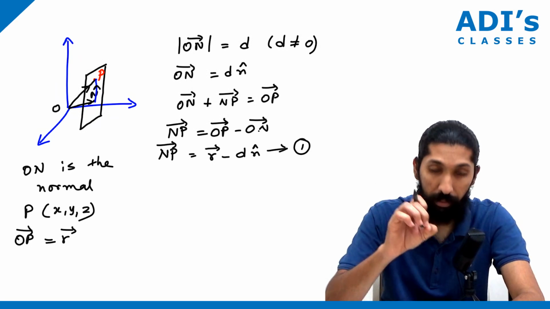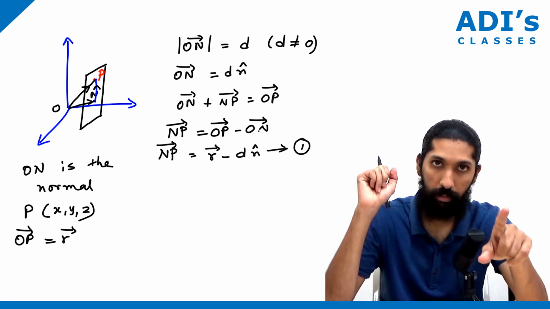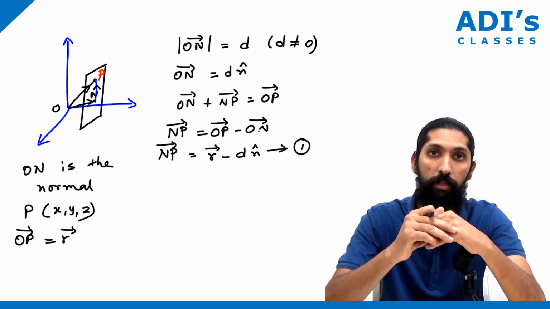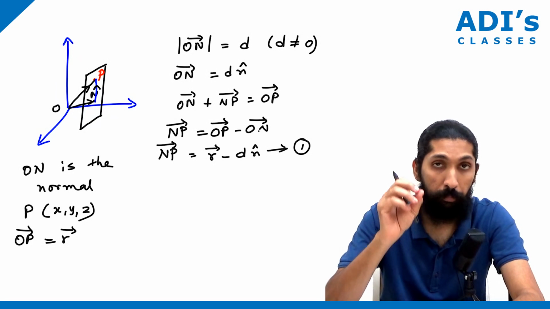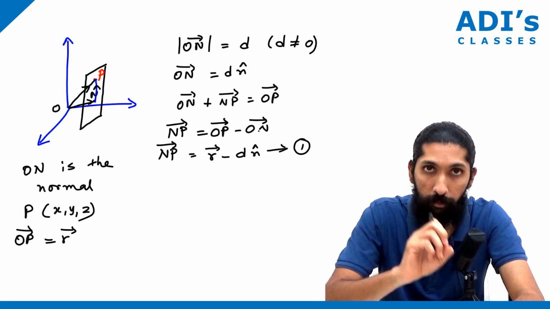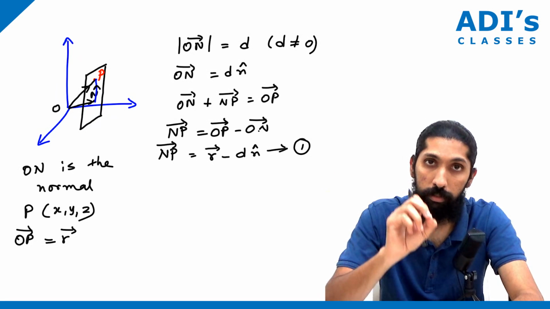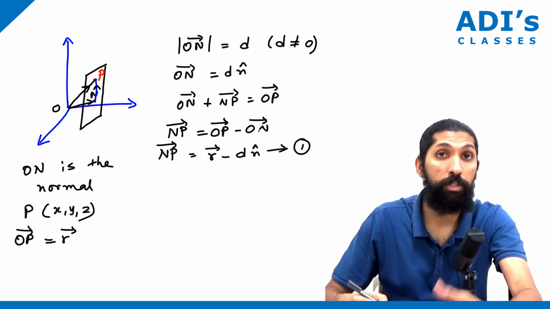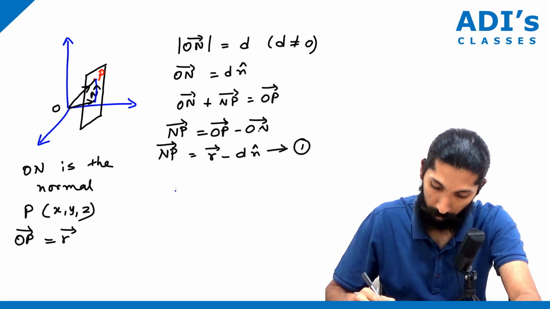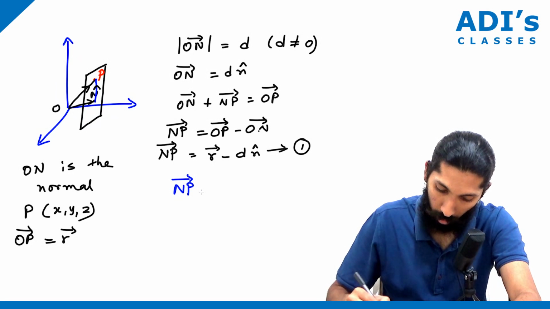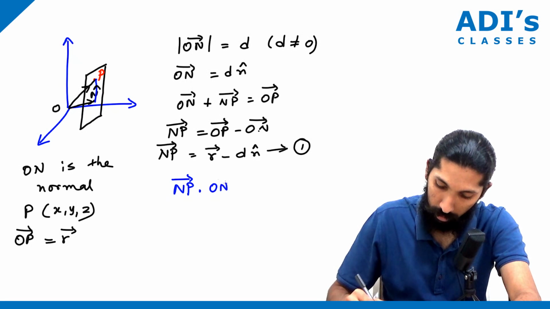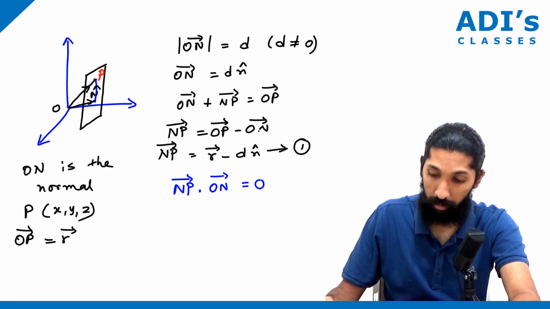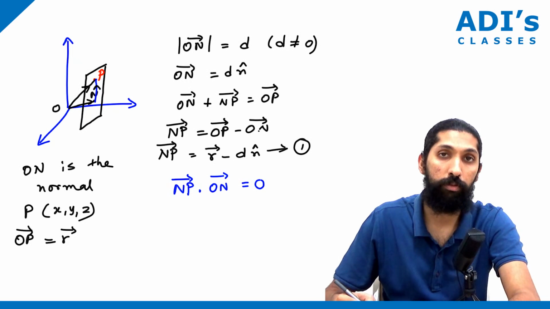Now, NP is a vector on the plane, correct? And ON is a vector perpendicular to the plane. If these two vectors are perpendicular, then the value of the dot product would be how much? 0. That means the logic we are going to use is NP dot ON is equal to 0, isn't it? Now, in place of NP, use that equation 1.